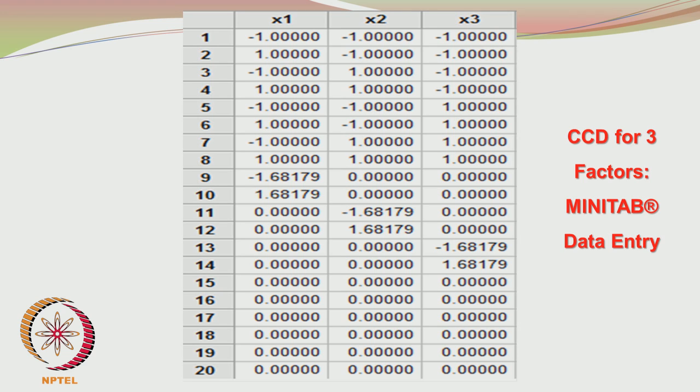So let us look at the Minitab output for a central composite design involving 3 factors. You can see the 3 factors are represented by x1, x2, x3 here, and then the first 8 experiments are the regular factorial design points. You can see minus 1, minus 1, minus 1, 1, minus 1, minus 1, so on. Then the 8th one is 1, 1, 1. Then you have these axial points, minus alpha, 0, 0, plus alpha, 0, 0, 0, minus alpha, 0, 0, plus alpha, 0, 0, 0, minus alpha, 0, 0, plus alpha, where alpha is 1.68179. What is that special magic number? We have to see shortly. And then you have as many as 6 repeated points at the geometric center of the design.